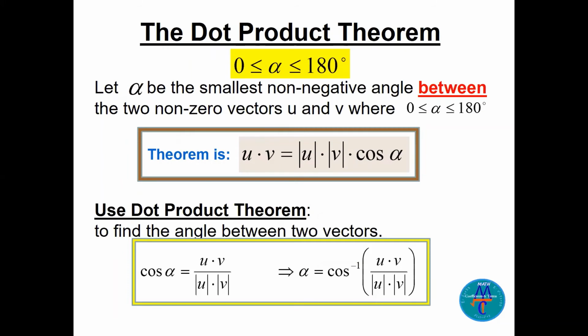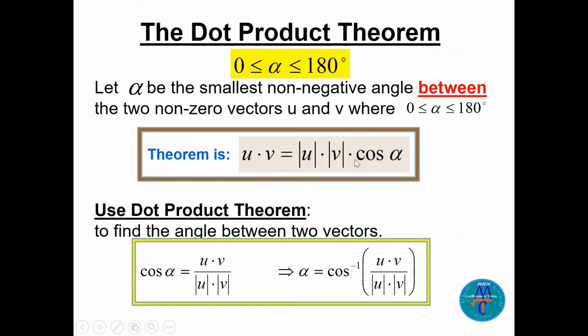Now the dot product theorem is very important because we can find dot product using the angle between the vectors. Now let's call it alpha, please. Alpha is the smallest non-negative angle between the two non-zero vectors u and v. So alpha is between 0 and 180. So we can write the definition here. The theorem will be u dot v will be the magnitude of u times the magnitude of v times cosine of alpha. Remember, alpha is the angle between the vectors, and it should be between 0 and 180.